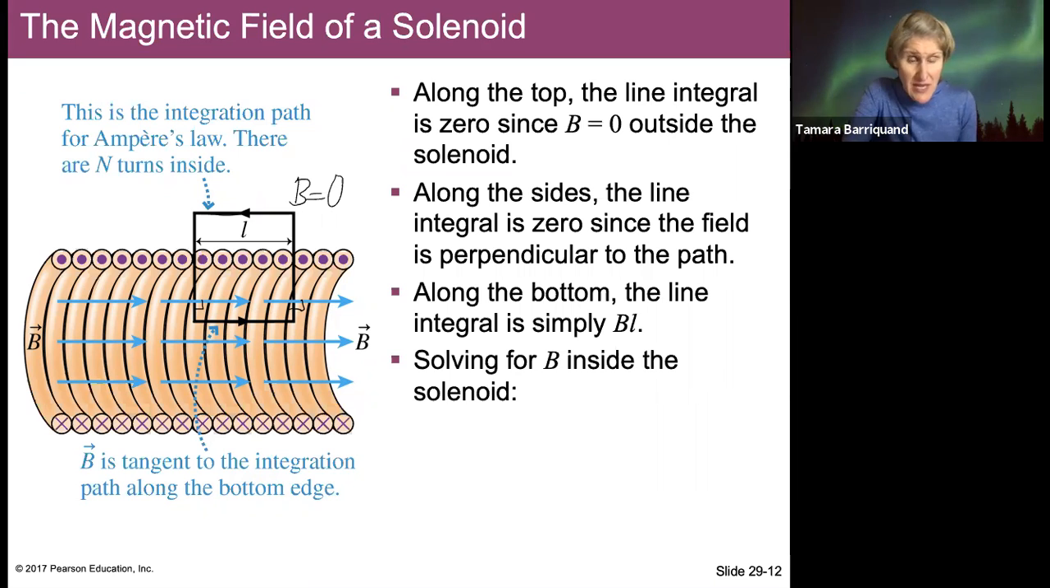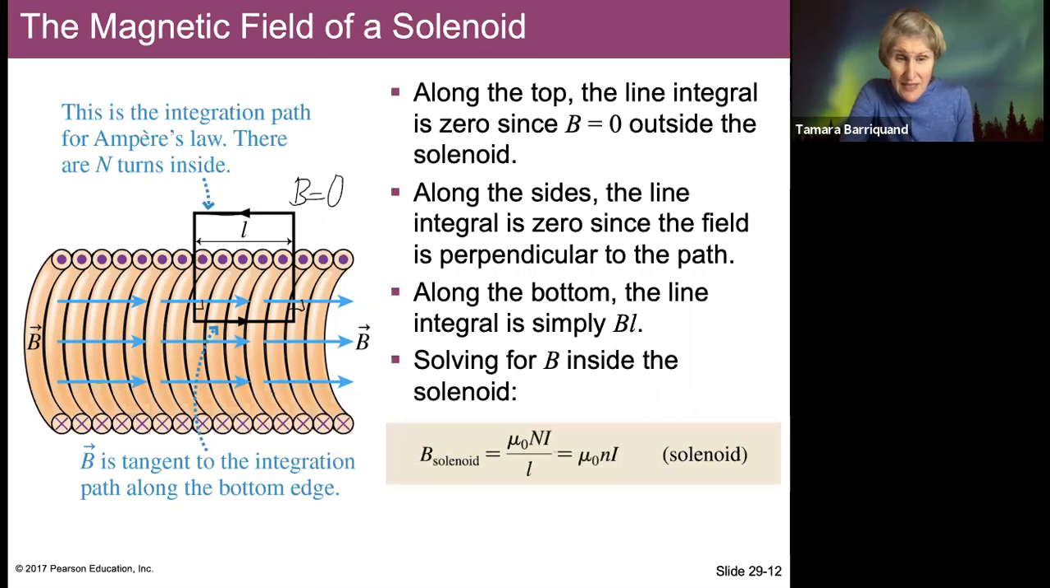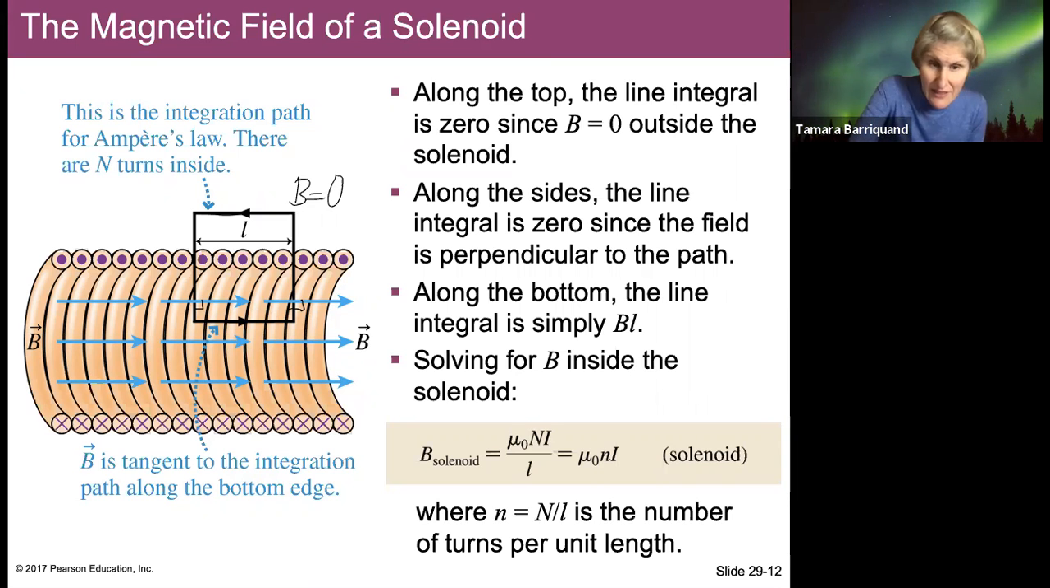Now, if we solve for B inside the solenoid, we see that B solenoid is going to be mu naught N times I over L, and that equals mu naught little n times I, where little n is equal to N over L, the number of turns per unit length. So it's like a density of our number of turns.